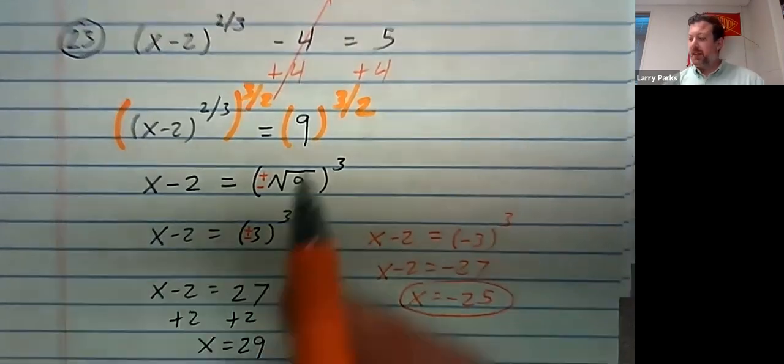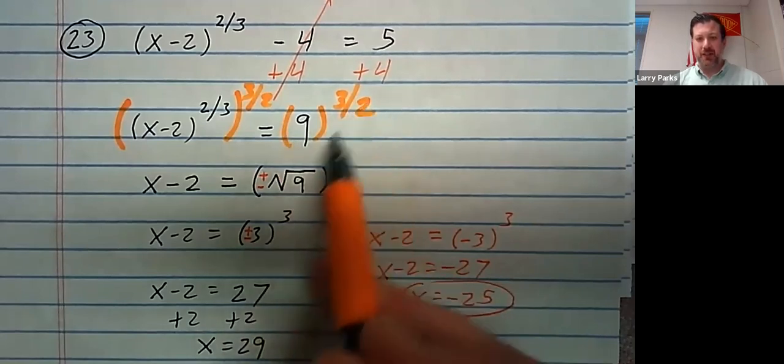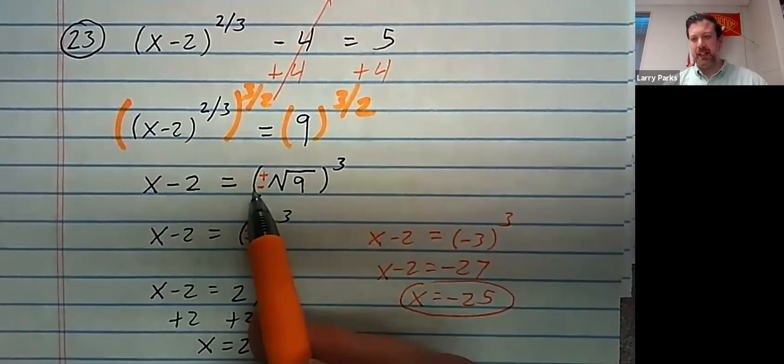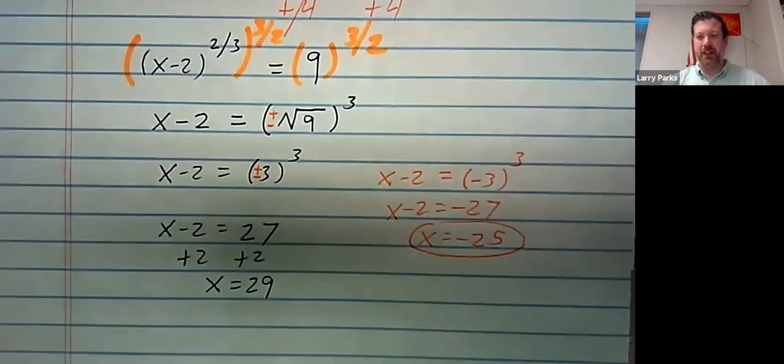So again, anytime you're dealing with the square root and we square root both sides, because of the 2, you need to look at the positive and the negative. I almost left off one of the answers. So it's always good to double check your work.